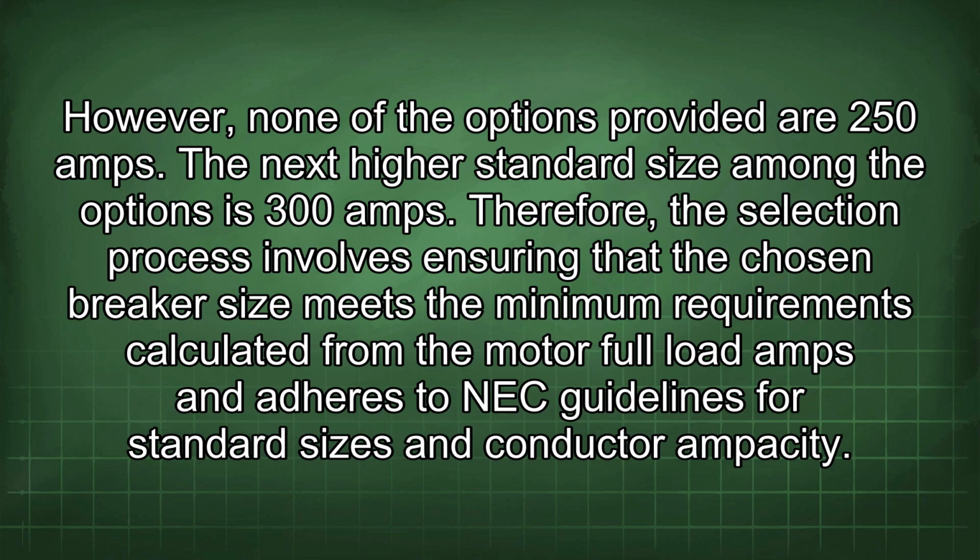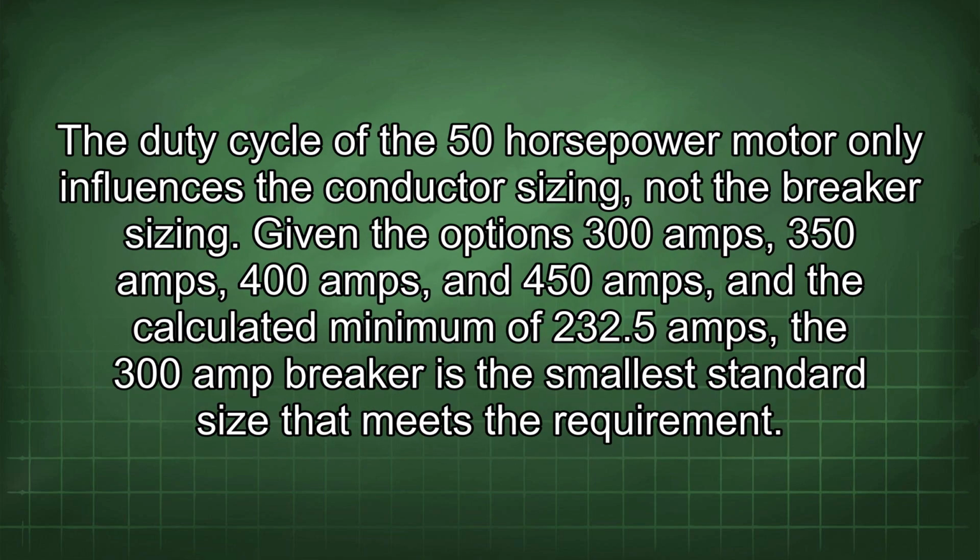Therefore, the selection process involves ensuring that the chosen breaker size meets the minimum requirements calculated from the motor full load amps and adheres to NEC guidelines for standard sizes and conductor ampacity. The duty cycle of the 50 horsepower motor only influences the conductor sizing, not the breaker sizing. Given the options 300 amps, 350 amps, 400 amps, and 450 amps, and the calculated minimum of 232.5 amps, the 300 amp breaker is the smallest standard size that meets the requirement.